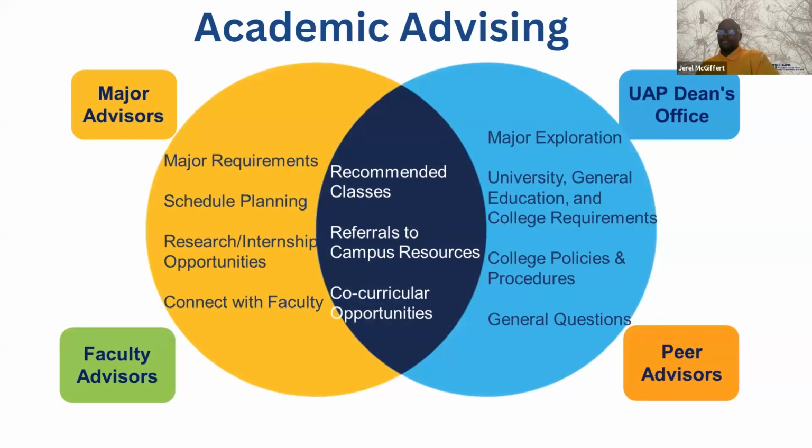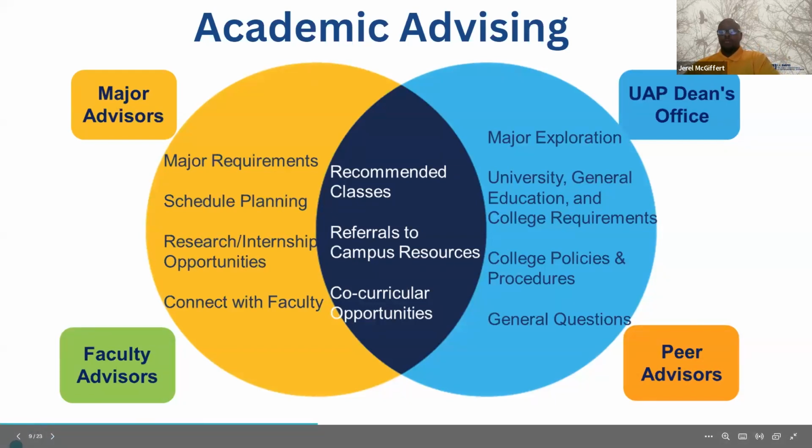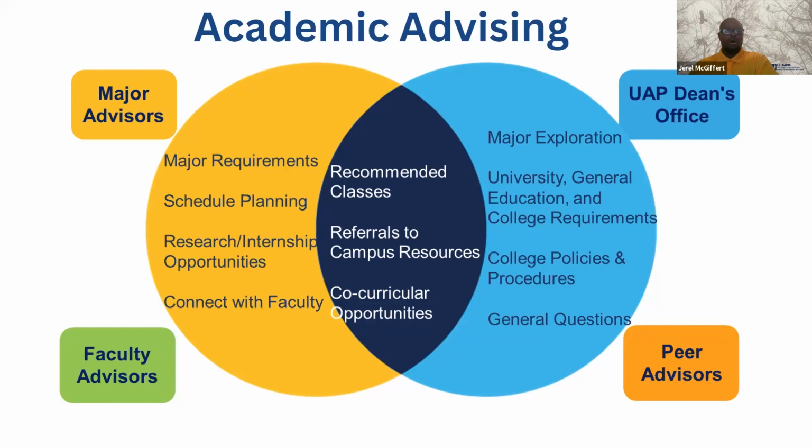And so there's some differences and some similarities in terms of how we support you. We all recommend classes and referrals to campus resources. In terms of the dean's office, until you declare an official major, in essence, we're your major advisors, focusing on general education, college policies and procedures, and the peers do the same. Your major advisors really get you to the nitty-gritty of what's entailed and what's expected of you for your particular major. They're also, along with the faculty advisors, great with connecting you to resources that are major specific or concentration specific.